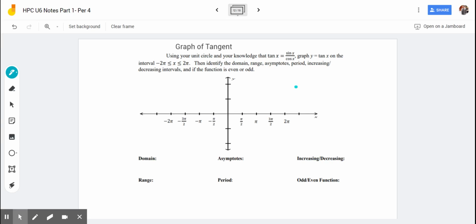Okay, guys, we're going to go over the characteristics and the graph of the parent function for tangent. So it says using your unit circle and your knowledge that tan of x is equal to sine of x over cos of x, graph y equals tan of x on the interval negative 2 pi less than or equal to x less than or equal to 2 pi. Then identify the domain, range, asymptotes, period, increasing, decreasing intervals, and if the function is even or odd.